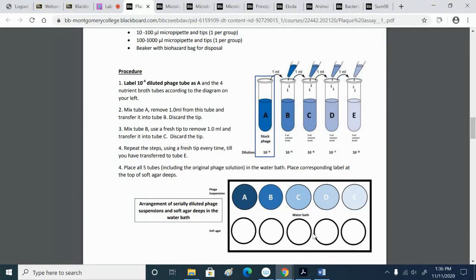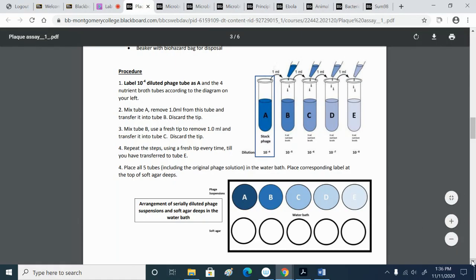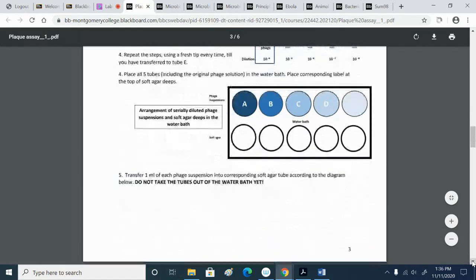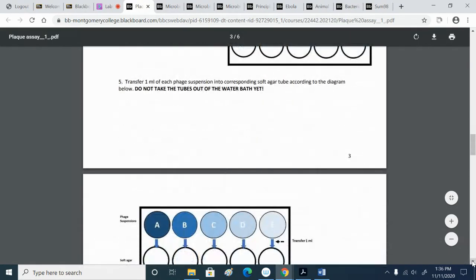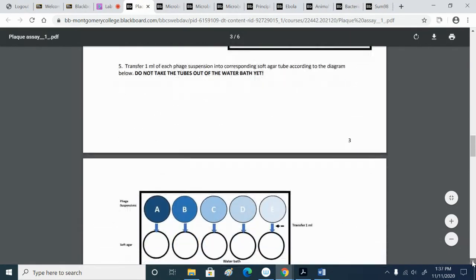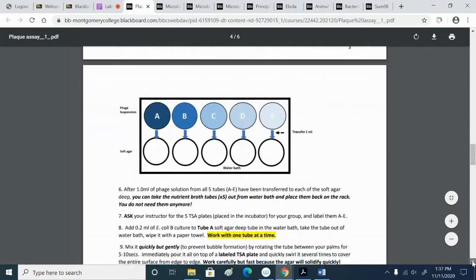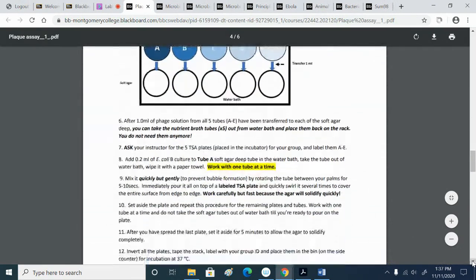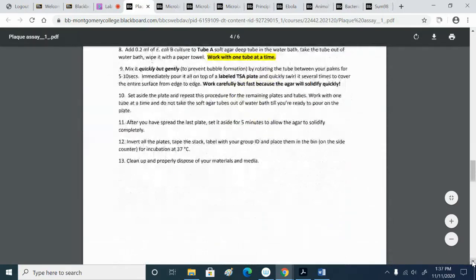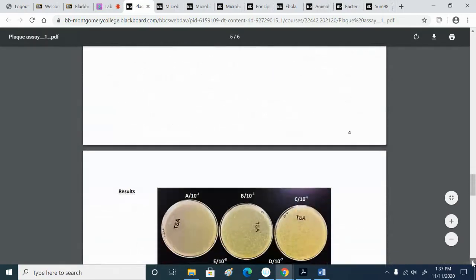So you've got your phage in the soft agar. Then you have to add 0.2 milliliters of E. coli B into each of the soft agar deeps. Because again, the purpose of the soft agar is to mix the phage and E. coli together. Then you can pour that mixture on top of your TSA plate, gently swirl it, right, to spread everything out, and incubate your plates. And in next class, we will see results like this.